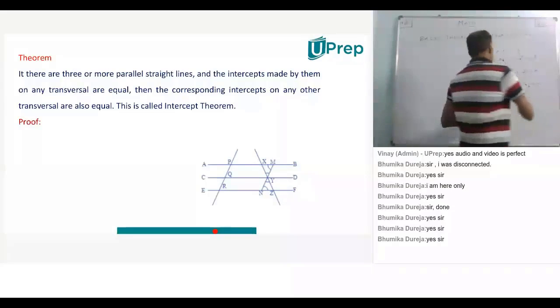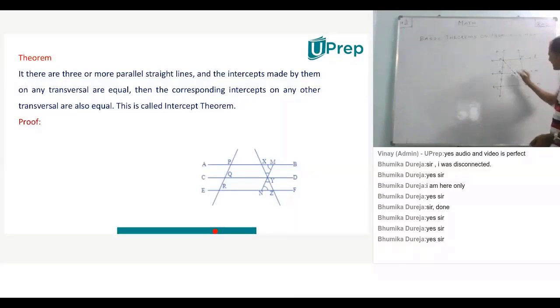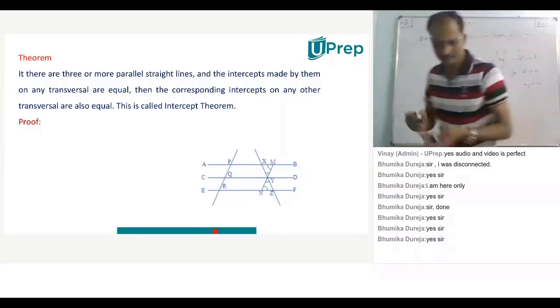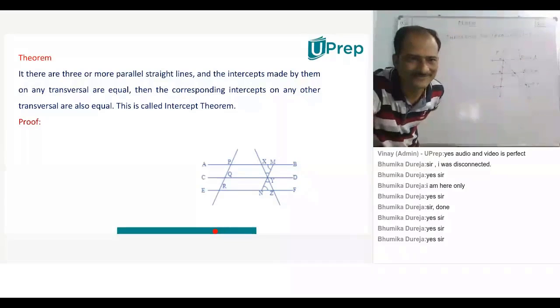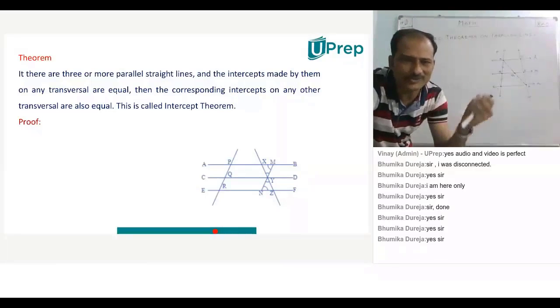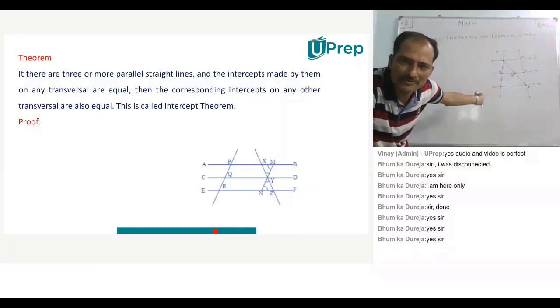Now, in triangle ADF, G is the midpoint of AF and GE is parallel to AD. So what does this GE do? GE will bisect DF. So E will be the midpoint of DF. That means DE is equal to EF. That's what we have to prove. I hope you all understood. Simple. Just by constructing and using the converse of the midpoint theorem, we have proved it.